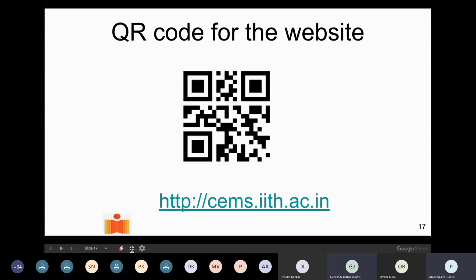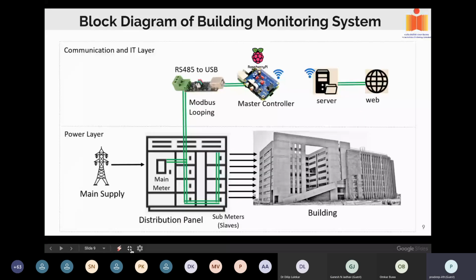Hello, sir. Sir, what system have you used for the collection of the data? Okay, for the collection of the data, this is the system. I'm on slide number 9. This is a block diagram. There is a distribution panel at the bottom, which has a submeter. Then on the top there is a Modbus converter, and then a master controller. These two in combination will be able to read the data.